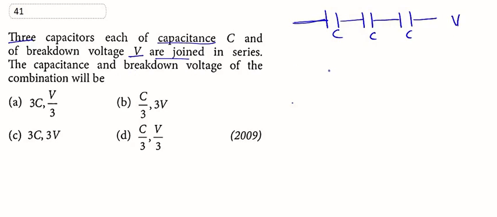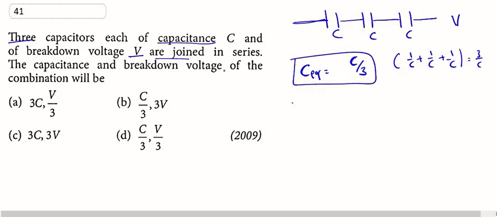The equivalent capacitance is C by 3. Look at the formula: 1 by C plus 1 by C plus 1 by C, which is equal to 3 by C, so the equivalent capacitance is C by 3.